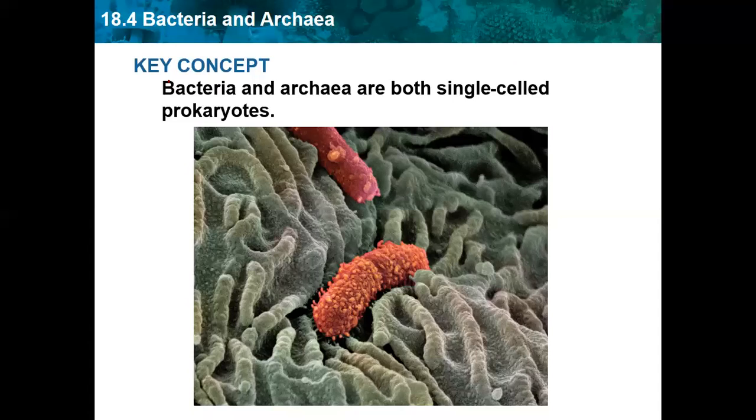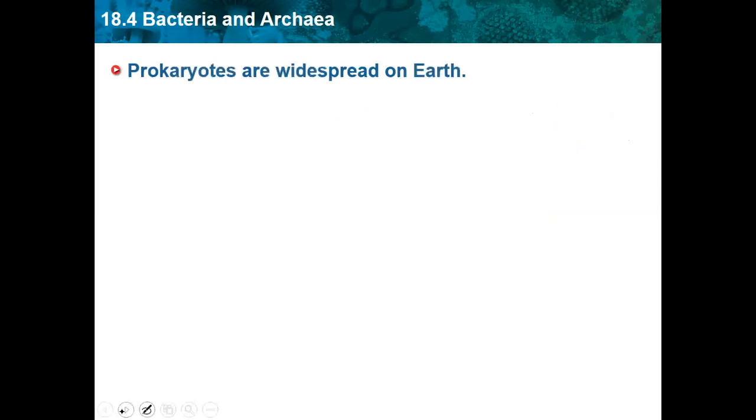Now, bacteria and archaea. Bacteria and archaea are both single-celled prokaryotes. What do they mean? They have a single cell, and they don't have a nucleus, right? Yes. And they have no membrane-bound organelles. The scientists actually put the archaea and the bacteria together before, but later on they got to know that they're not the same.